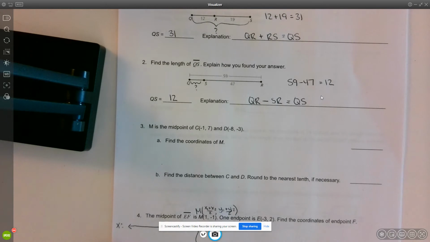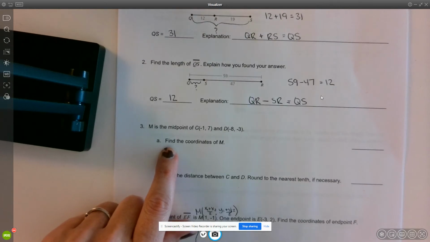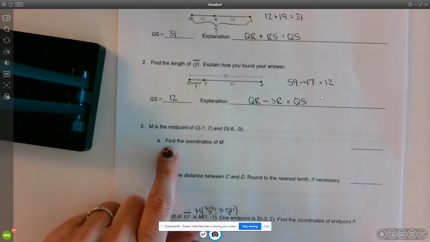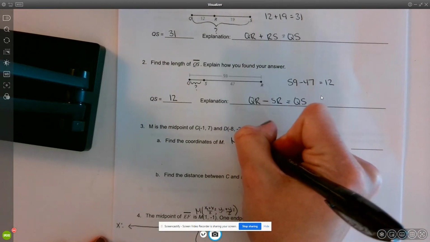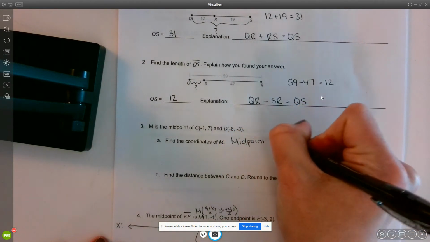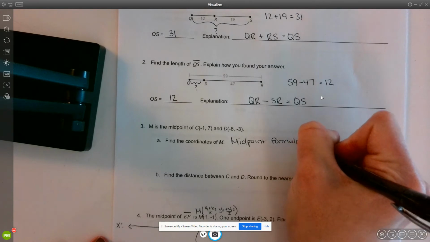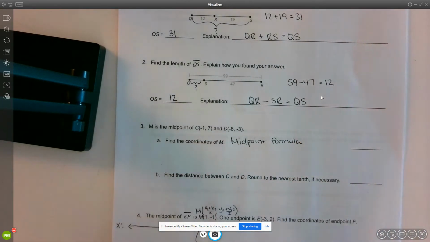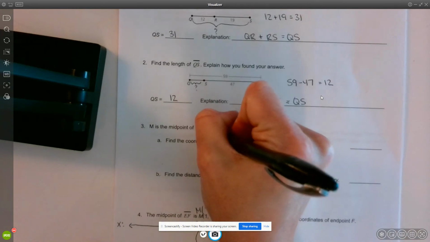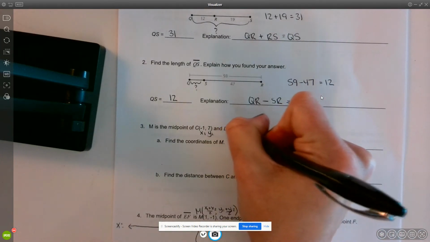Number 3, M is the midpoint of C and D. We need to first find the coordinates of M. So we actually have to find the midpoint. So we're going to use the midpoint formula. I'm given my two endpoints. My two endpoints I'm going to label with x1, y1, x2, y2.